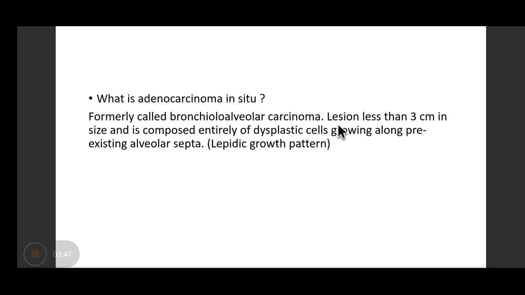Now there is another entity called adenocarcinoma in situ. So earlier it was called bronchioalveolar carcinoma, but now we use the term adenocarcinoma in situ. It is used for lesions which are less than 3 centimeters. Okay, and they are composed entirely of dysplastic cells which grow along the pre-existing alveolar septi. All right, this growth is also called lepidic growth pattern. So earlier there were tumors called lepidic, but now this growth pattern is called lepidic, and that term in the tumor is not used anymore. Okay.